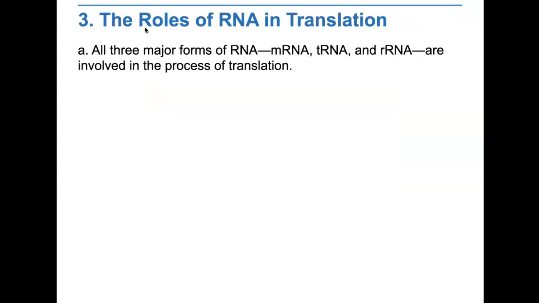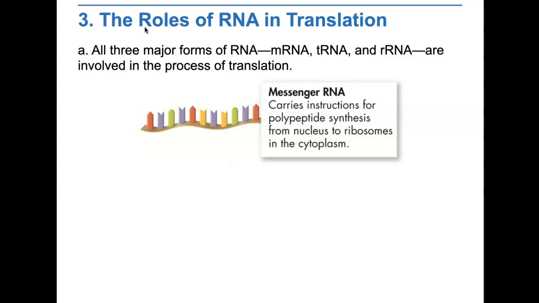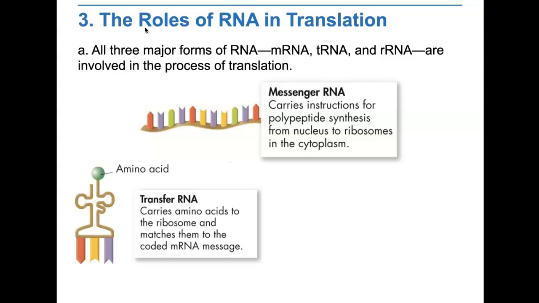The 3 major forms of RNA, mRNA, tRNA, and rRNA, are each involved in the process of translation. The mRNA molecule carries the coded message that directs the process. tRNA molecules deliver the amino acids, enabling the ribosome to read the mRNA's message and to get translation just right.